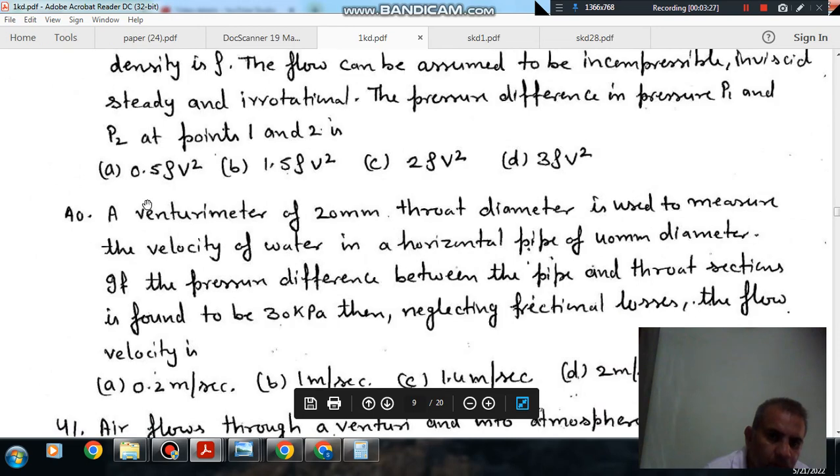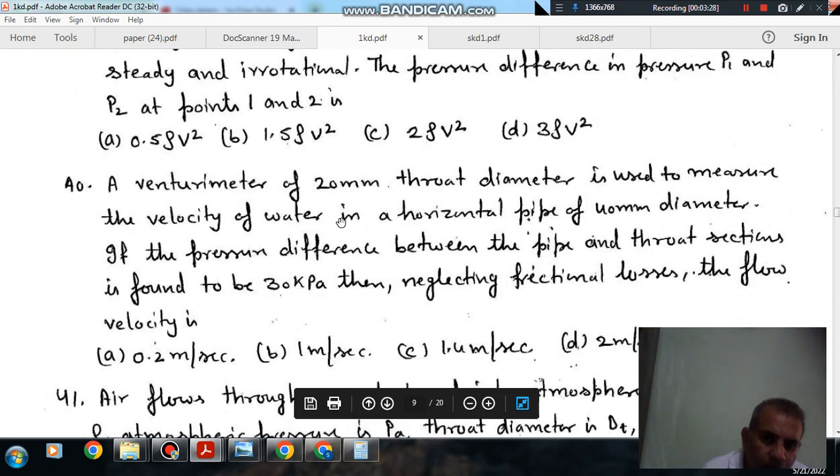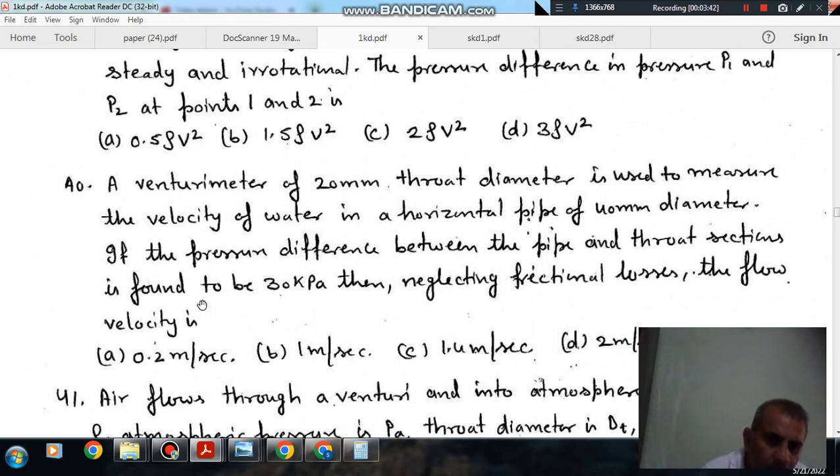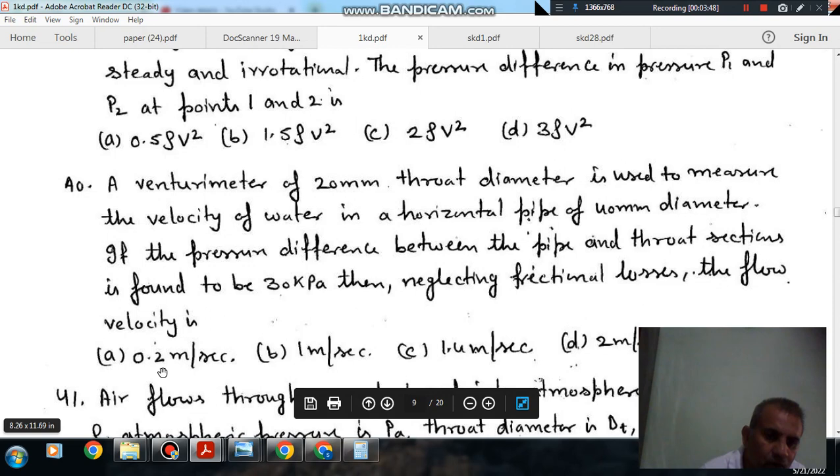Next, a venturimeter of 20 mm throat diameter is used to measure the velocity of water in a horizontal pipe of 40 mm diameter. If the pressure difference between the pipe and throat sections is found to be 30 kPa, then neglecting friction losses, the flow velocity is: option A 0.2 meter per second, option B 1 meter per second, option C 1.4 meter per second, and option D 2 meter per second.